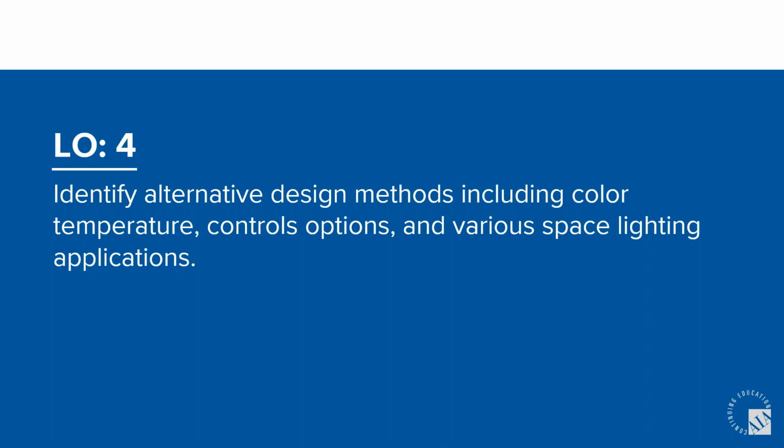So learning objective number 4. We're going to be identifying alternative design methods, including color temperature control options and various space lighting applications. This is where we're going to start talking about, we've been talking about circadian rhythm, tunability. We're going to look a little bit more into that and how to really affect that.